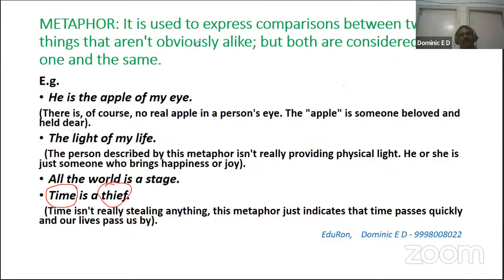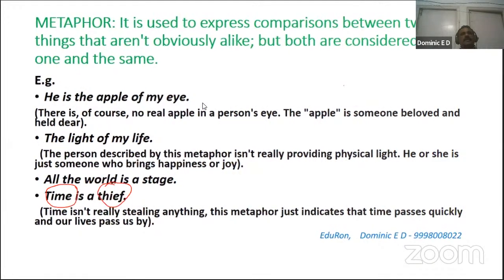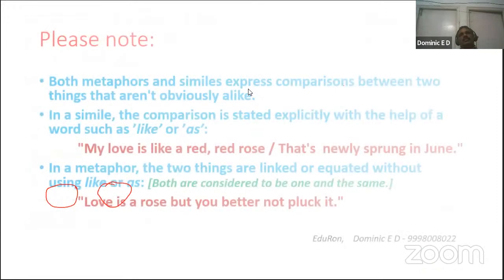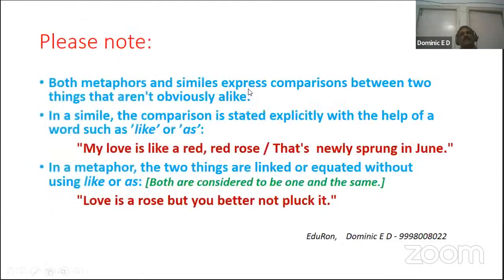Just understand only one thing, that metaphor and simile both are comparison between two different things. But in both the cases, we consider both as one and the same in metaphor. You use words like as or like in simile. Just see here. Both metaphors and similes express comparisons between two things that are obviously alike. In a simile, the comparison is stated explicitly with the help of a word such as like or as. That's what in simile. My love is like a red, red rose.